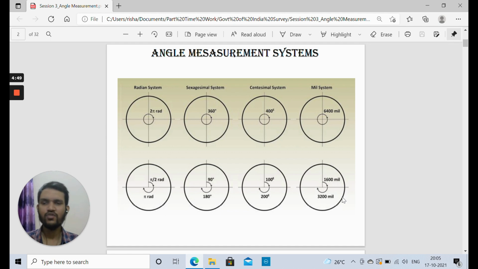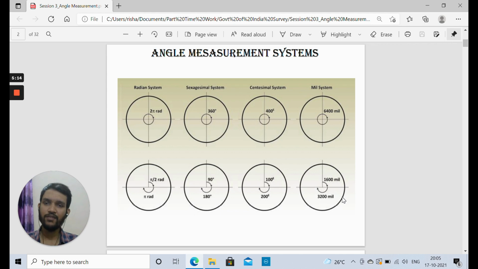And the last one, that is very rarely used, is used in military systems somewhere. What they do is divide the entire circle into 6400 mils. So one complete revolution of a circle, that is 360 degrees in the sexagesimal system, is considered as 6400 mils in the mil system. So these are the few conversions that are basically used throughout the world, so you should have an idea.